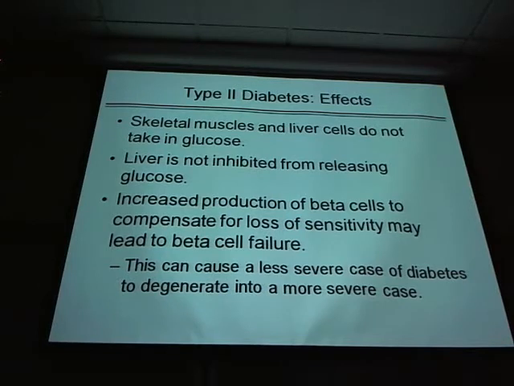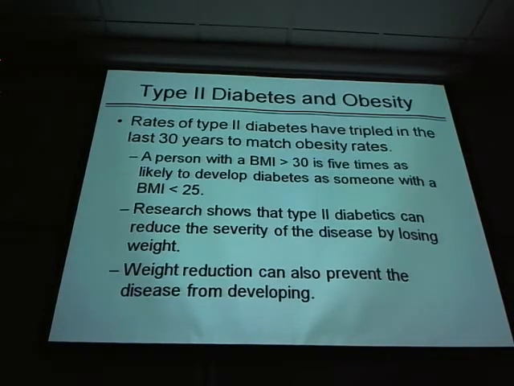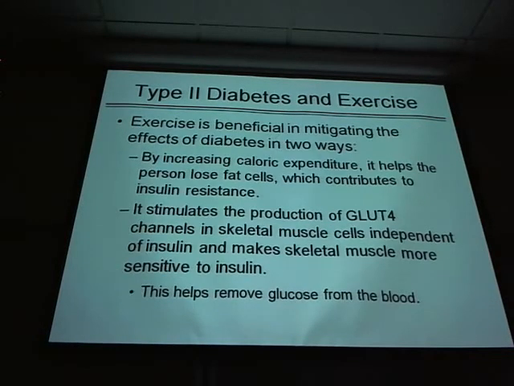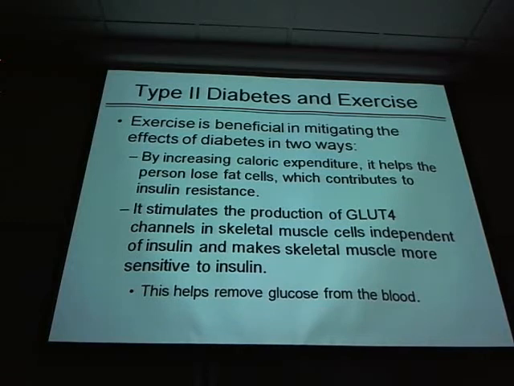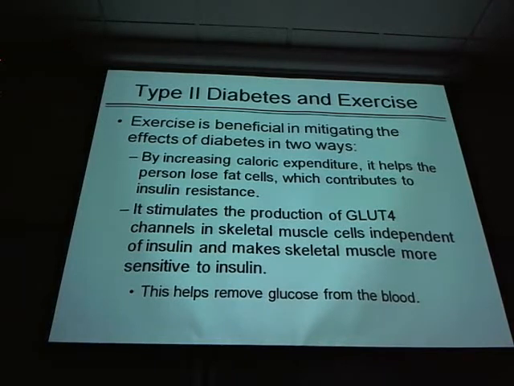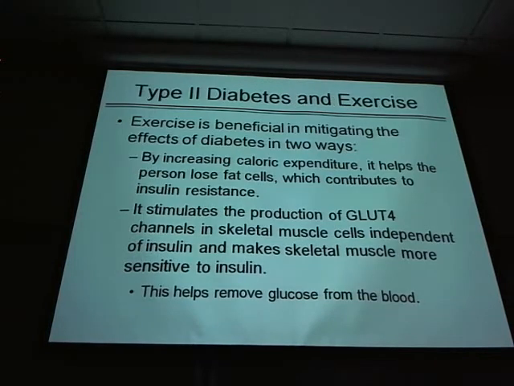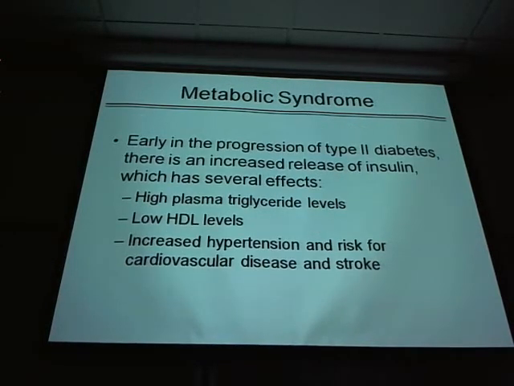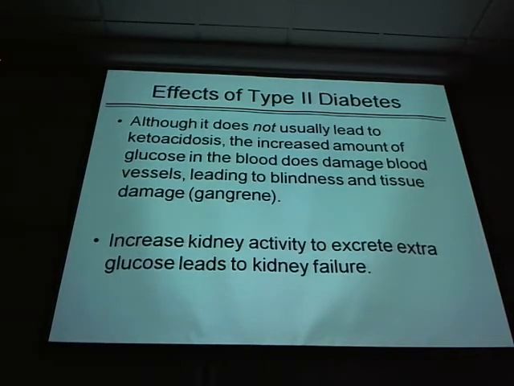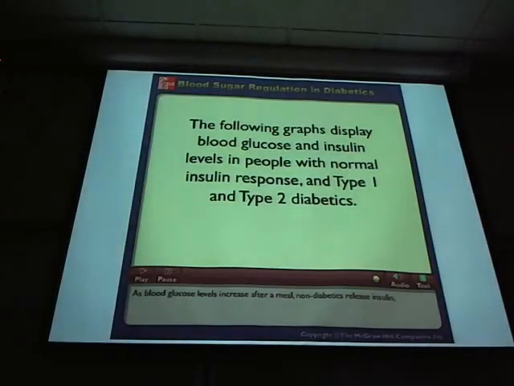This is the same thing that we've gone through, less severe. Triple to match the obesity rates. Two ways of mitigating type 2 diabetes: increasing caloric expenditure, and losing fat cells that contribute to the insulin resistance, which stimulates the production of GLUT4. Metabolic syndrome, is he going into that? No, he's not. Effects of type 2 we've already talked about.